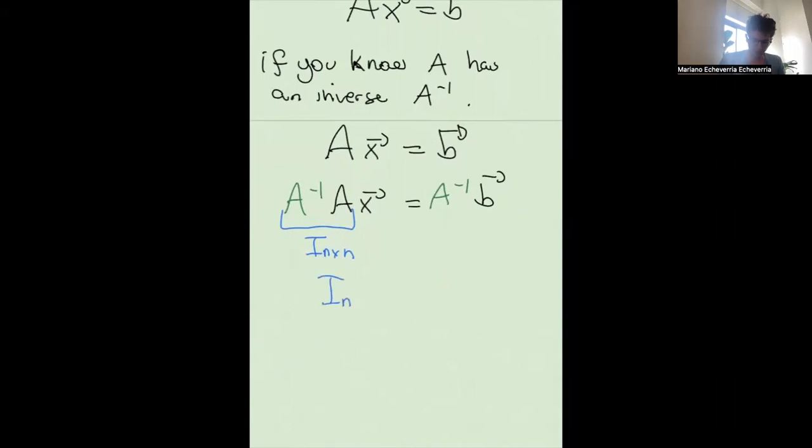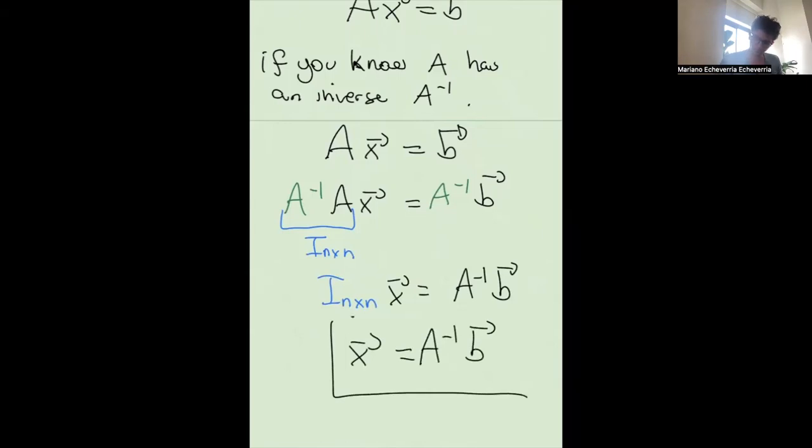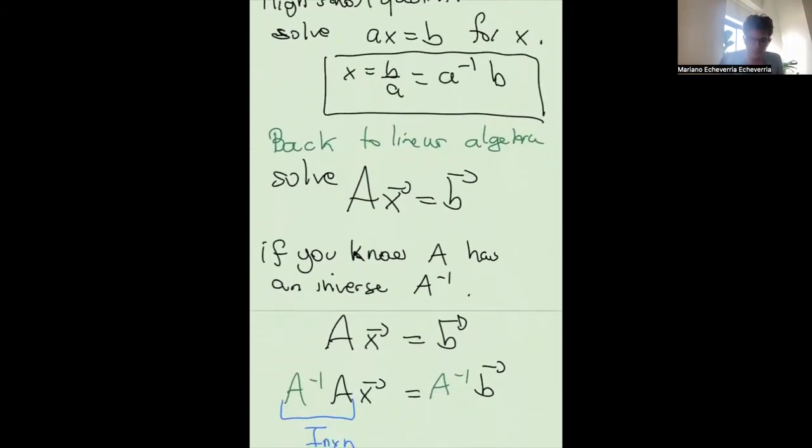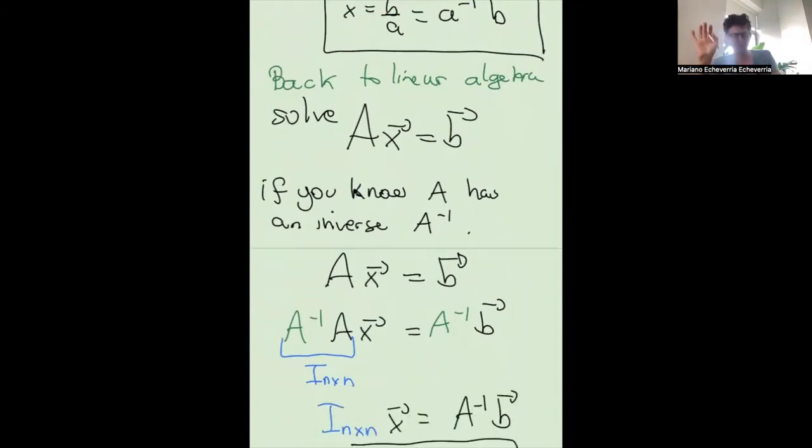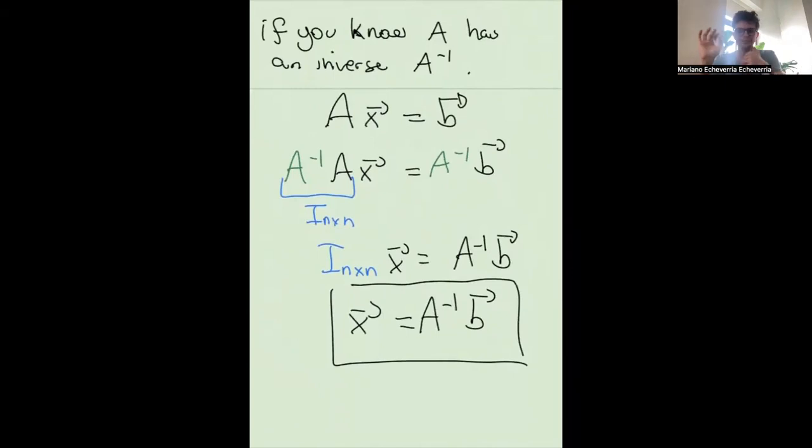So you get the identity times X equals A inverse B, right? But remember, multiplying the identity by a vector is like multiplying by the number one. You're not really doing anything. So you actually get that X equals A inverse B, which is essentially the same thing that we would do in high school. You just have to be a little bit more careful here because matrix multiplication is a little bit more subtle, but it is more or less the same idea.